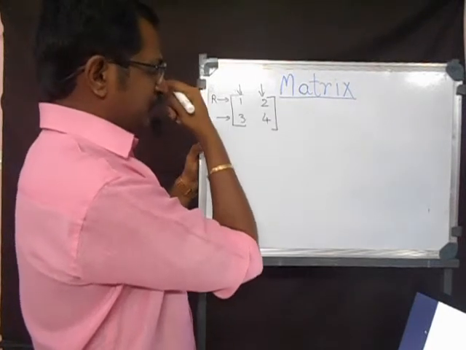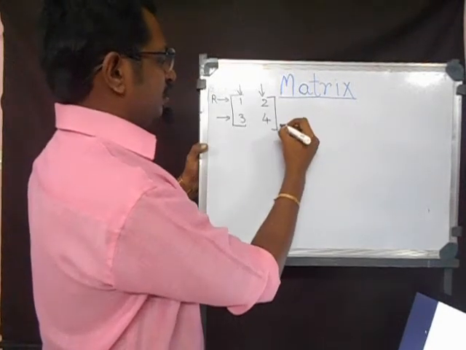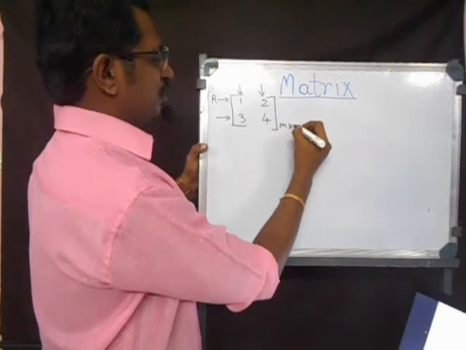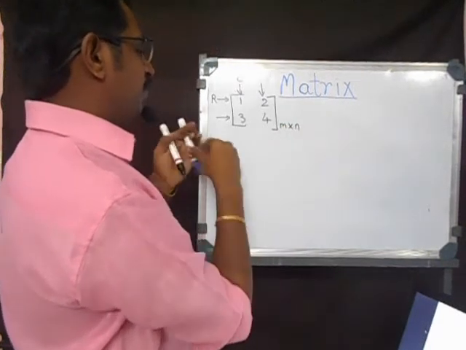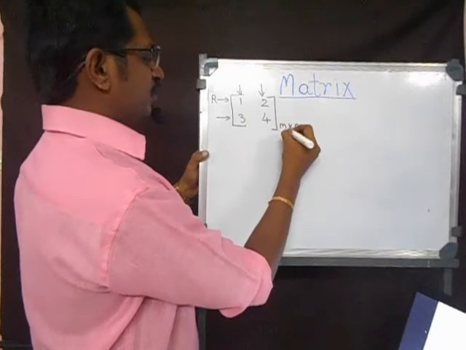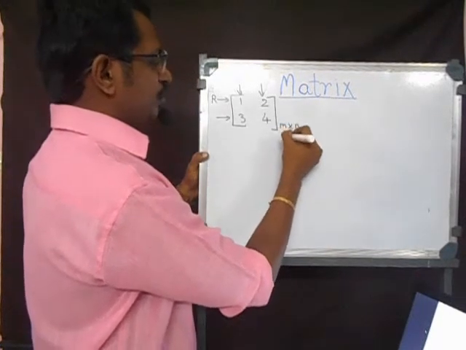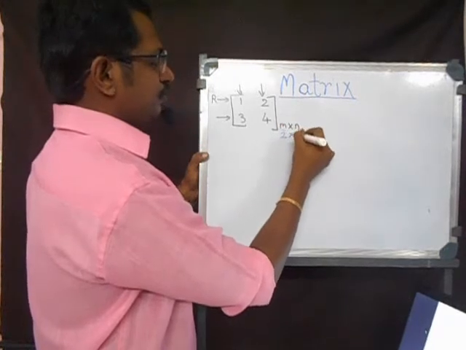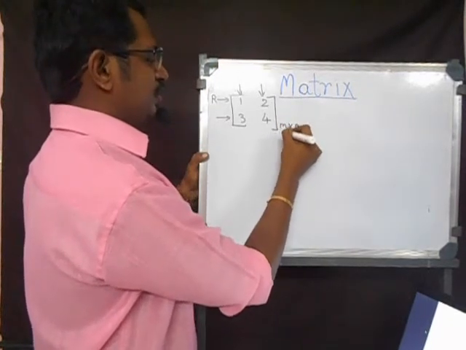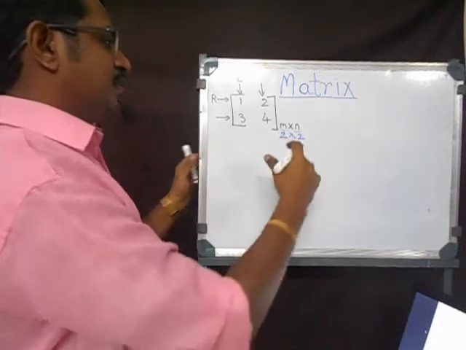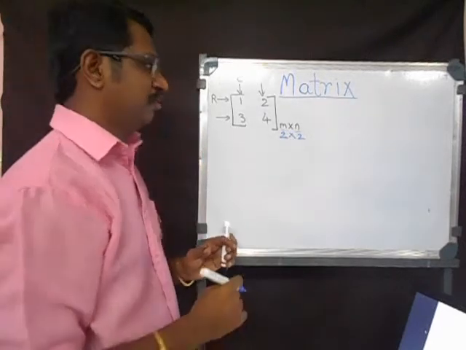So how many rows and how many columns? That is what we write as m by n. This is the number of rows and this is the number of columns. So here we have 2 by 2, so this is a 2 by 2 matrix. Similarly, you can have further matrices.